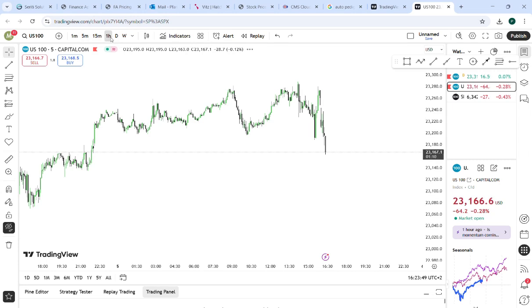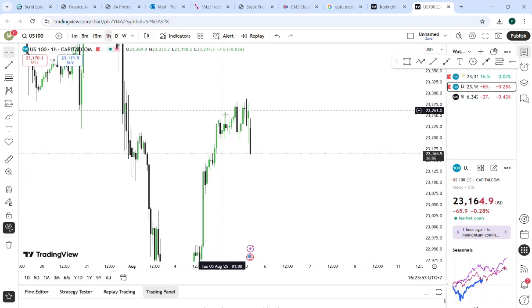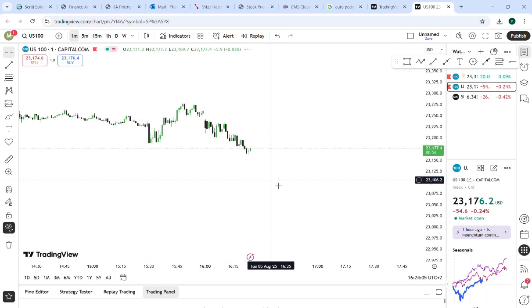Let me go to the 1 hour first. You can see here we had an inefficiency, but this inefficiency was not fully filled, right? So I waited for the market to go to the downside to offer us the Judas swing. So let me explain the trade idea.